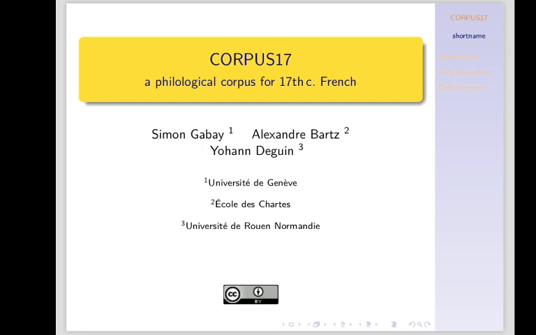So we are here to present a paper about Corpus 17, which is a philological corpus for 17th century French that has been designed by three researchers. Me, Simon Gabay, who's working at the University of Geneva, Alexandre Bartz, who's been an intern from the École des Chartes at the Université de Neuchâtel last year and who's now working at the University of Geneva. And finally, Yohann Deguin, who now works at the University of Rouen Normandy, but used to be working at the University of Rennes, which explains some changes between the paper and the presentation that I'm giving now.